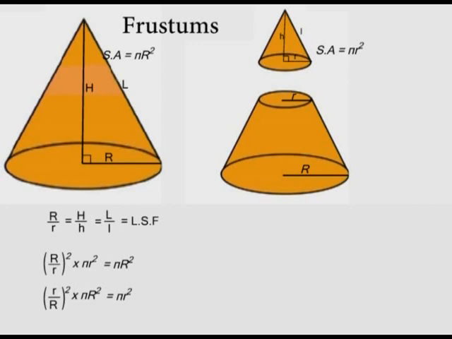The surface area of the frustum is equal to the area of the curved surface plus pi r squared plus pi r squared if it is closed both at the top and bottom. The curved surface area is equal to the area of the big cone minus the area of the small cone.